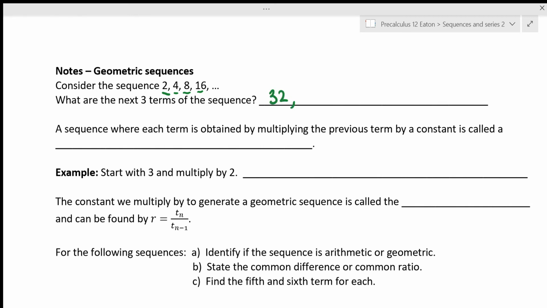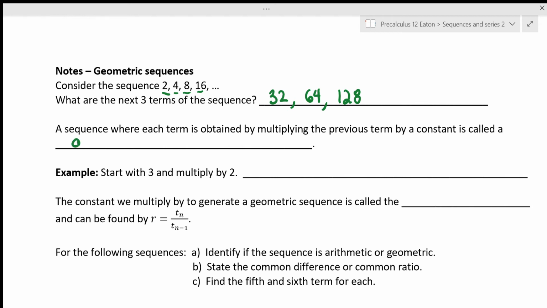Next term after that, if we double 32, we would get 64. And if we double 64, we wind up with 128. So those are the next 3 terms of that sequence that we got by doubling. And this sequence is an example of a new type of sequence called a geometric sequence.